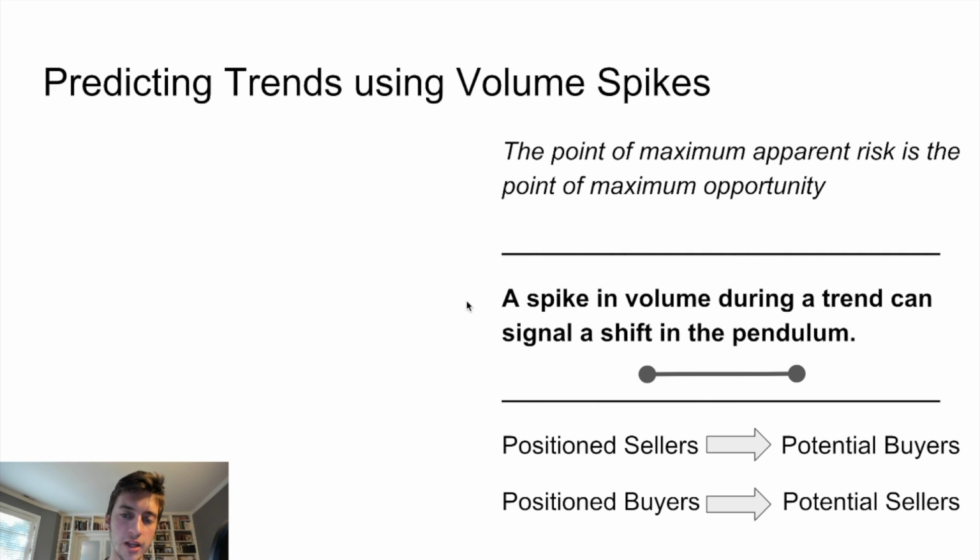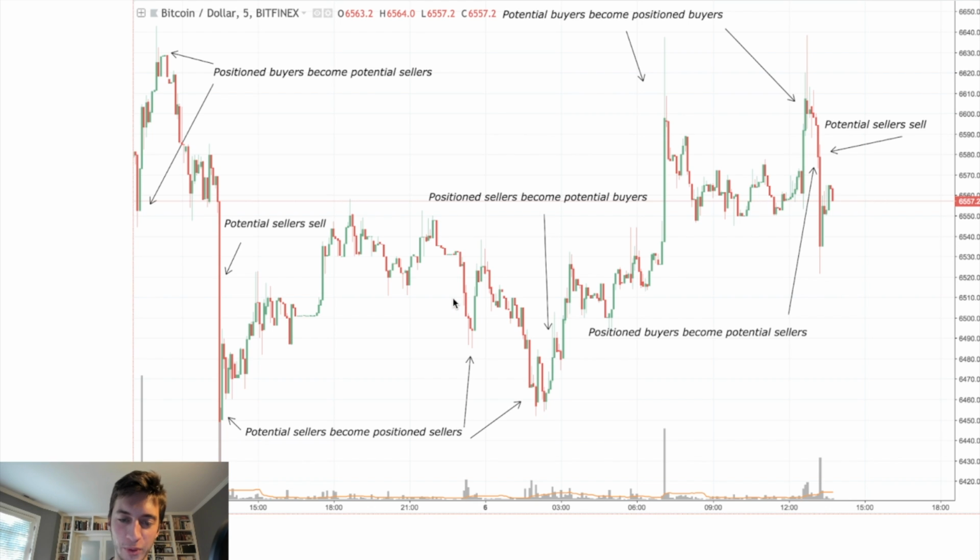So the first thing that I want to say is that the point of maximum apparent risk is typically the point of maximum opportunity. One quick example of that would be here, and I will explain this. Probably looks terrible right now. But notice here that if price was at this point here, you didn't know any of this. This was actually the best possible spot to buy into the uptrend theoretically.